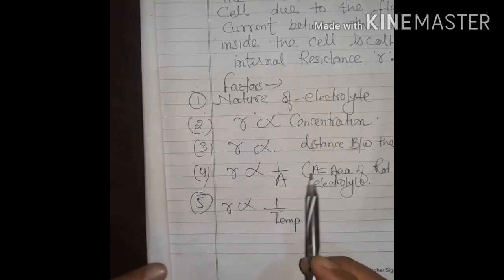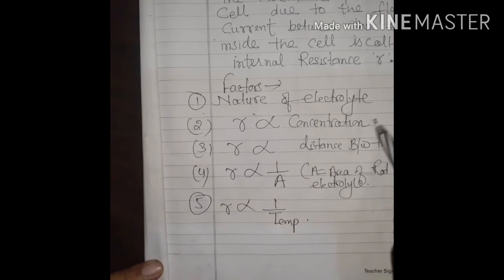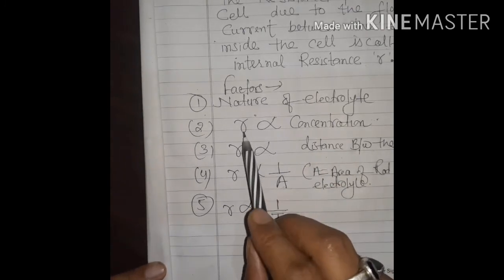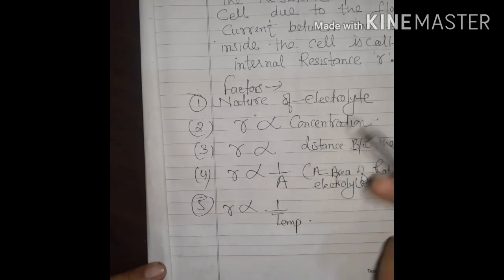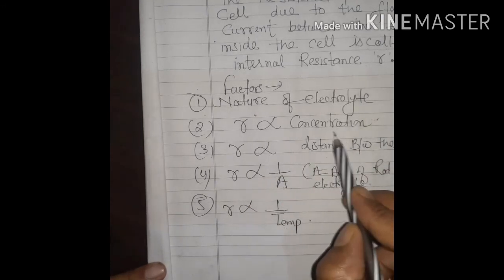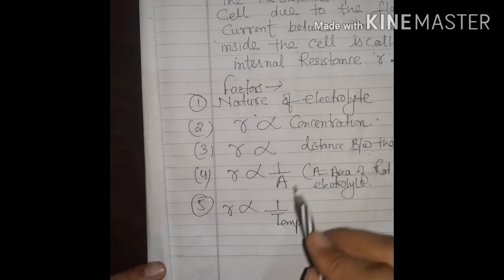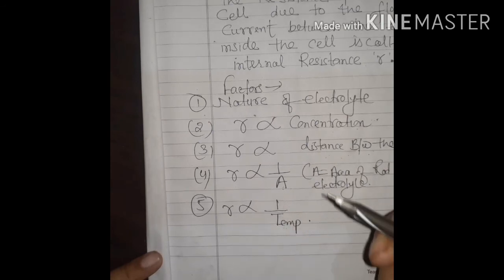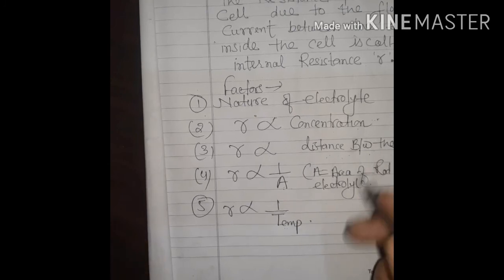In examinations, generally MCQs are asked about what happens if the concentration is increased and if the distance is increased. Like one question: the internal resistance of a cell will not increase when, concentration is increased, distance between the electrodes is reduced, area of the plate is reduced, or temperature is increased. So out of these four parameters, most of the time we get confused in the examination.